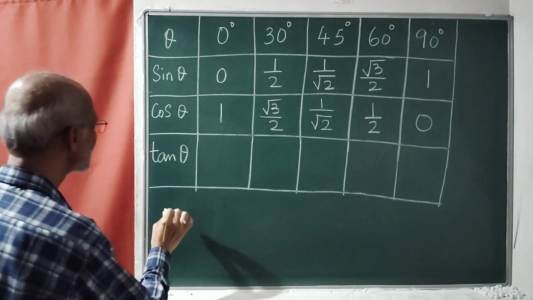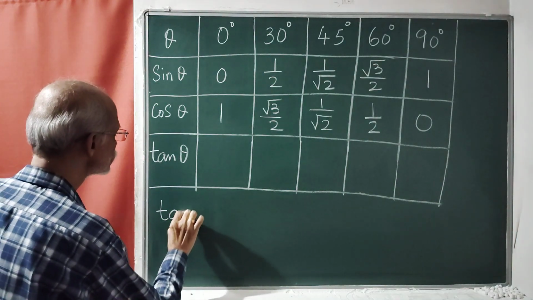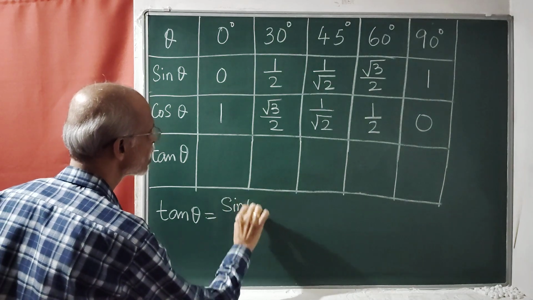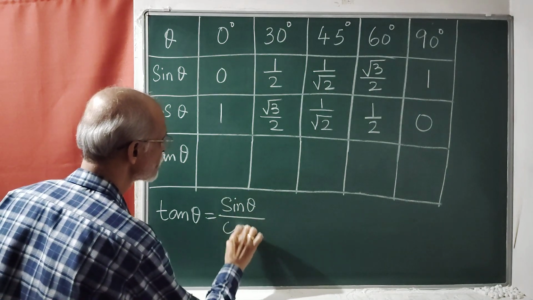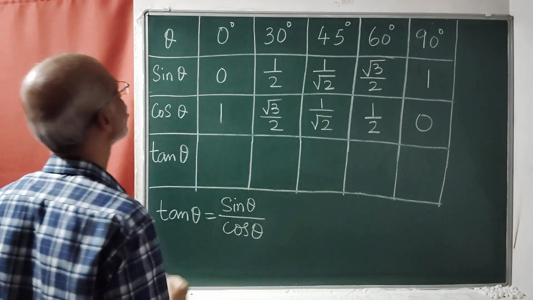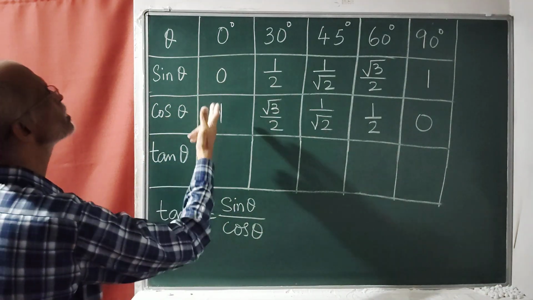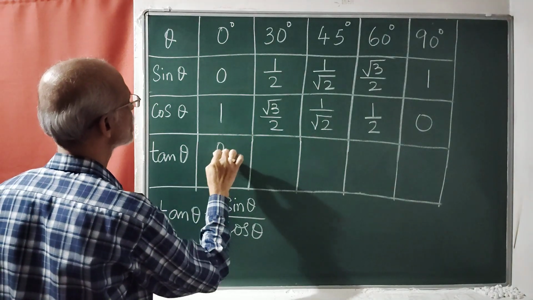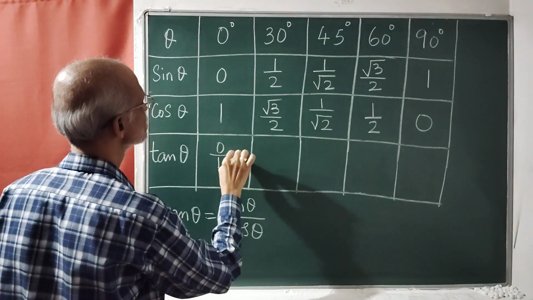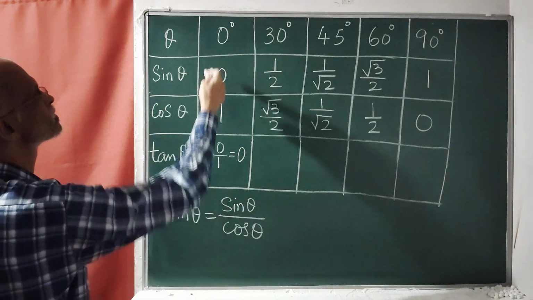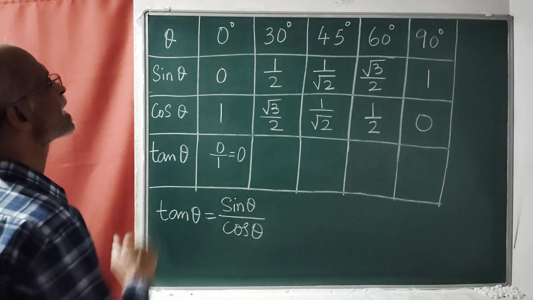We know that tan theta is equal to sin theta by cos theta. To get the value of tan, you have to divide sin theta by cos theta. So it will become 0 by 1. What we get? 0. You have to divide it. We'll get the tan value.